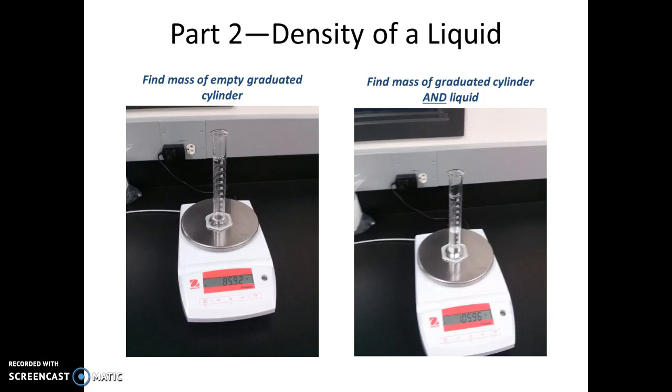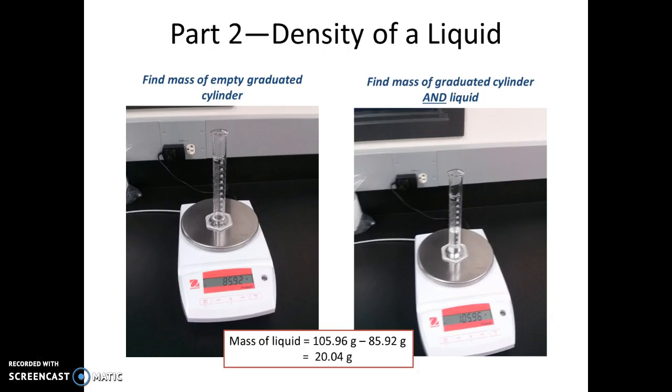So I might record that volume as 24.7 milliliters, and I would put that volume measurement in my lab notebook. Next, you're going to find the mass of the graduated cylinder and the liquid together, like I have in the picture on the right. To find the mass of the liquid alone, I'm going to do a calculation where I subtract from that final, combined mass the mass of the empty graduated cylinder. So in this case, I would find the difference between 105.96 minus 85.92, and I'd find the mass of my liquid is 20.04 grams. And I'm going to use that mass to calculate the density of the liquid. I'm going to do this both for deionized water and for ethanol.